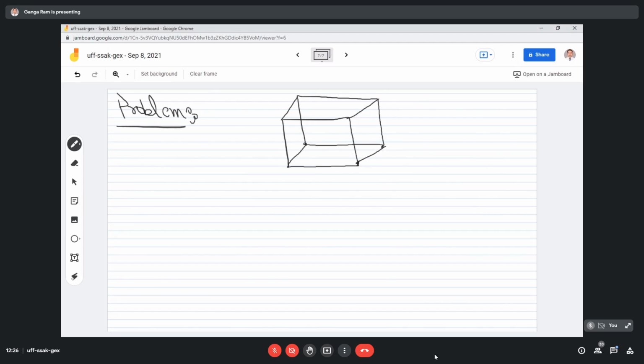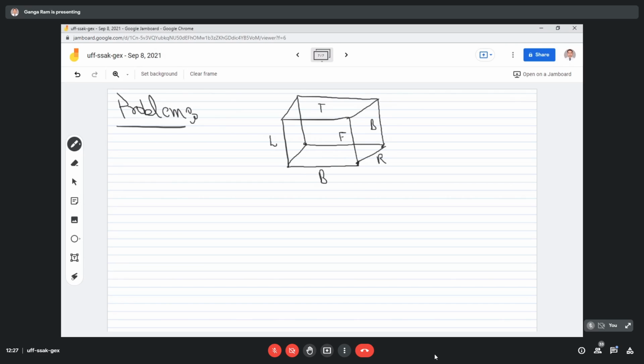Okay, I have a cube this way, and you can see that this cube has 6 faces. So this is the top, bottom, front and back, and left, right. Okay, so there are 6 faces of a cube. Got it?